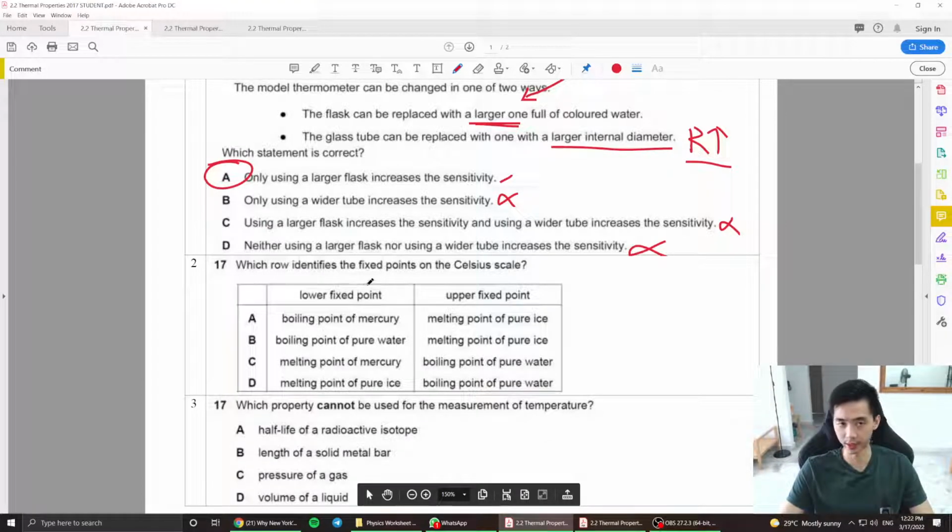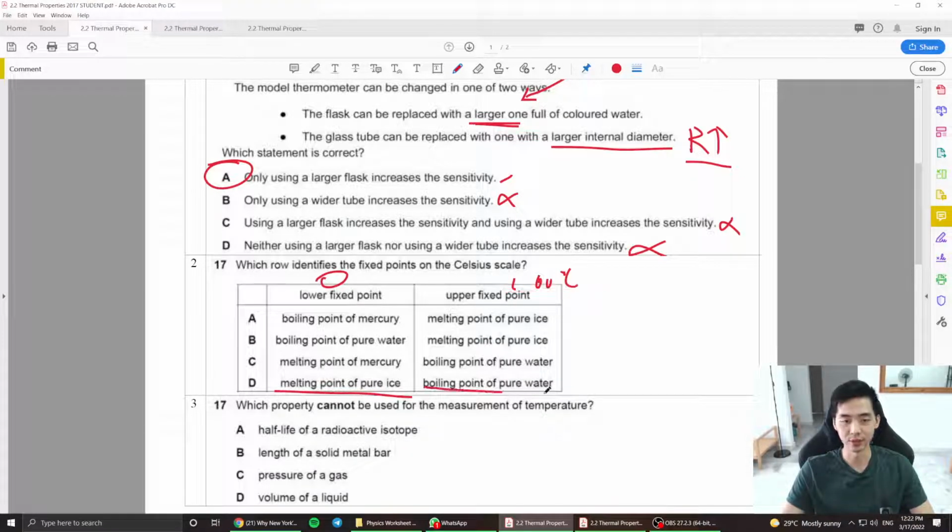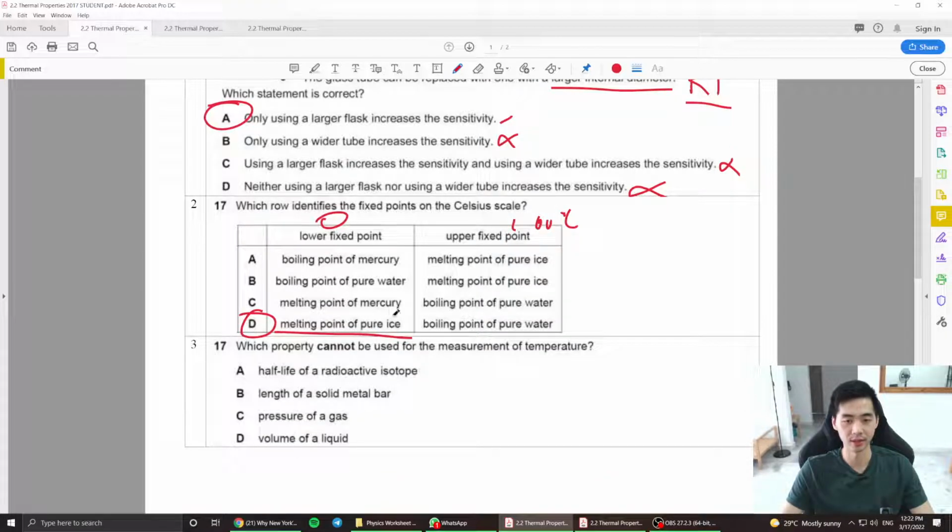Which rule identifies the fixed points on the Celsius scale here? Lower fixed point and upper fixed point are always going to be 0 and 100 degrees Celsius. 0 degrees Celsius is definitely the melting point of pure ice, right? And 100 degrees Celsius is definitely the boiling point of pure water. So that is definitely going to be the answer here.